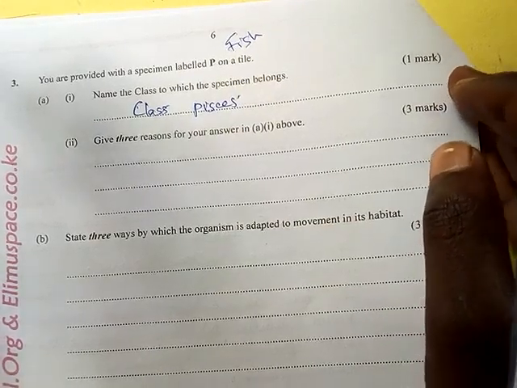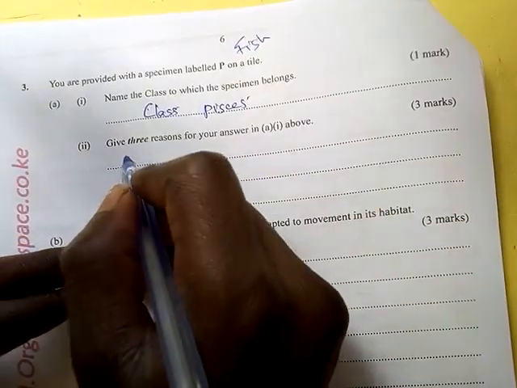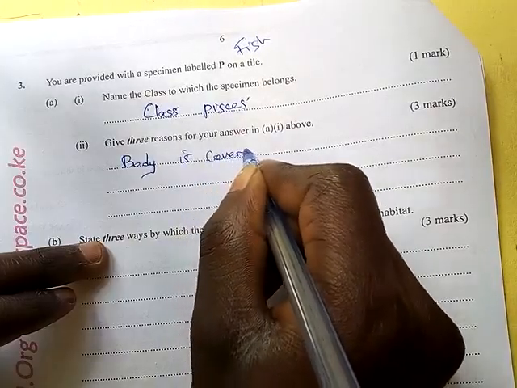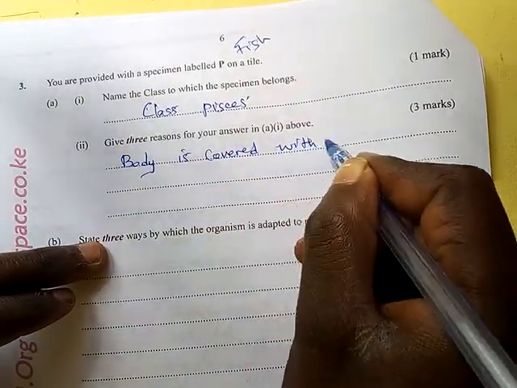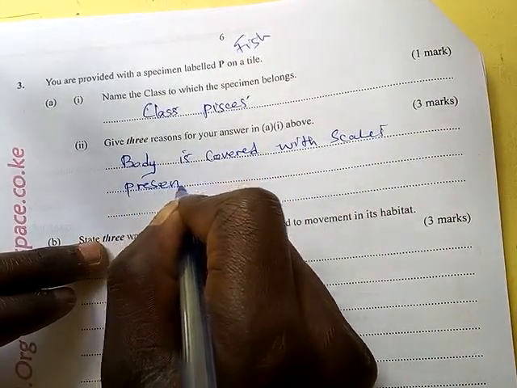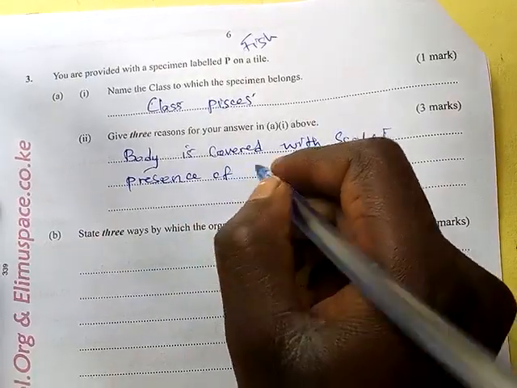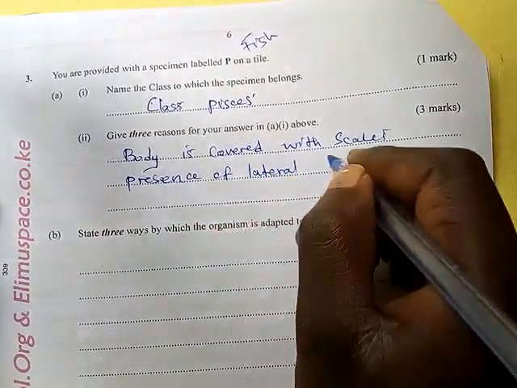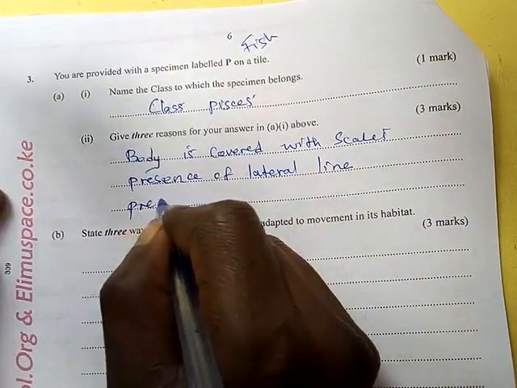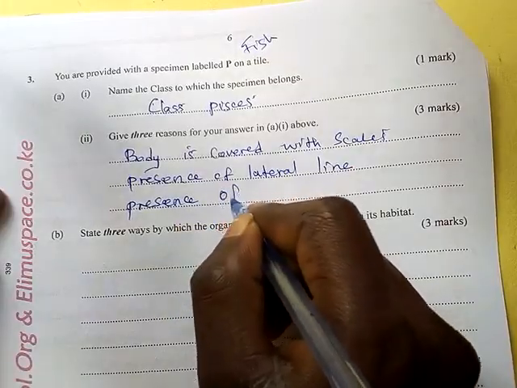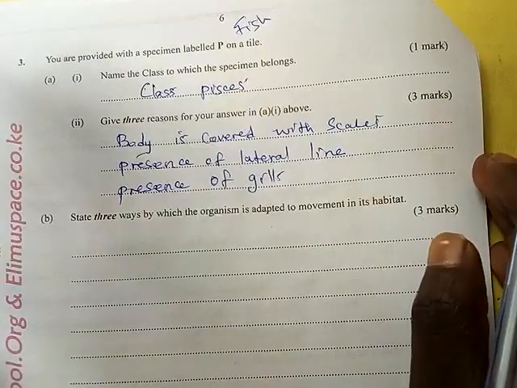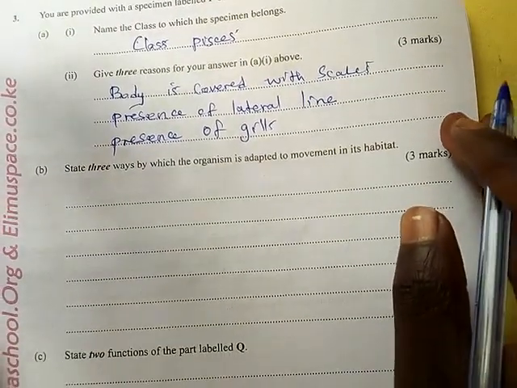Now you can see the body of the fish is covered with scales. There is presence of lateral line, presence of gills, also presence of operculum, presence of fins, and so on.